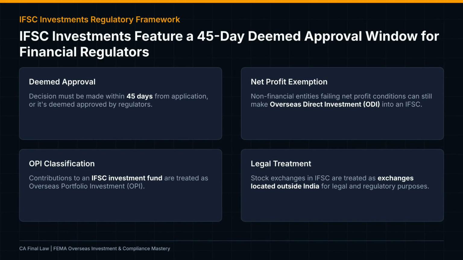The International Financial Services Center enjoys several special benefits under FEMA. One of the most important is the deemed approval provision. If regulatory approval is required and the regulator does not decide within 45 days of receiving a complete application, approval is deemed to have been granted. FEMA also relaxes certain net profit requirements for investments into IFSC entities. Contributions to IFSC investment funds are classified as OPI. Another important legal fiction is that a recognized stock exchange located in an IFSC is treated as a stock exchange situated outside India. These special provisions are frequently tested in examinations.